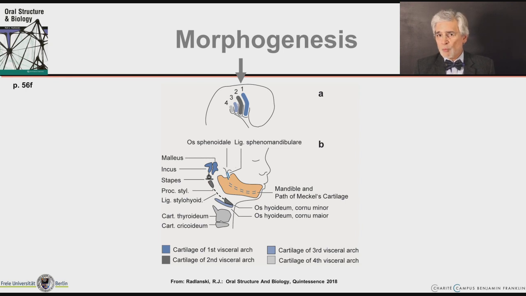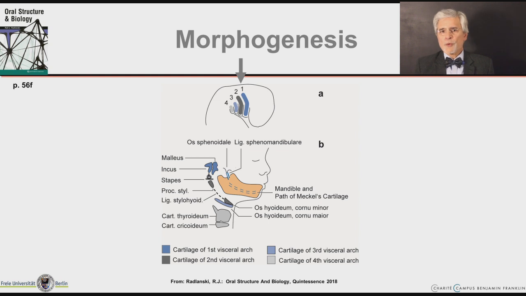There are even more structures which arise from the pharyngeal arches. So in every pharyngeal arch, a cartilaginous skeletal part develops. In some places also bone, and in any case a nerve is growing in there, a cranial nerve, and there are soft tissue components, muscles, vessels, and connective tissue.